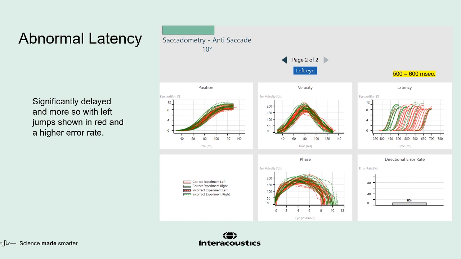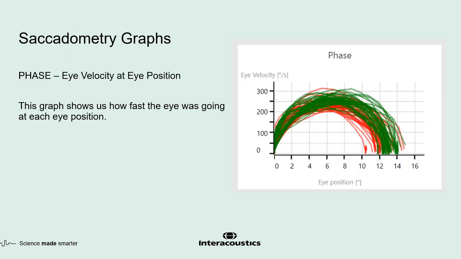Now, there's phase. Phase is one of my favorites. Phase is eye velocity at eye position. And the phase graph shows us how fast the eyes are moving at each eye position. So a normal phase graph should just look like this. It should just be a curve. And ideally, the red ones and green ones overlap. Ideally, they look the same. We should see a smooth curve. We should see no disruption in that movement.